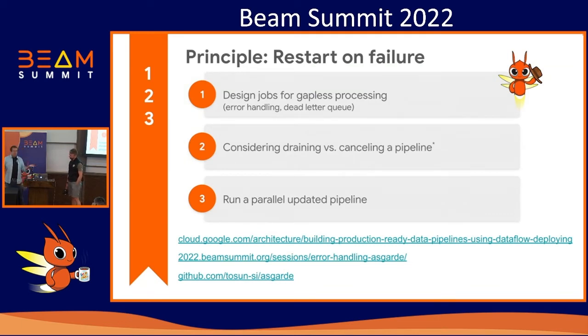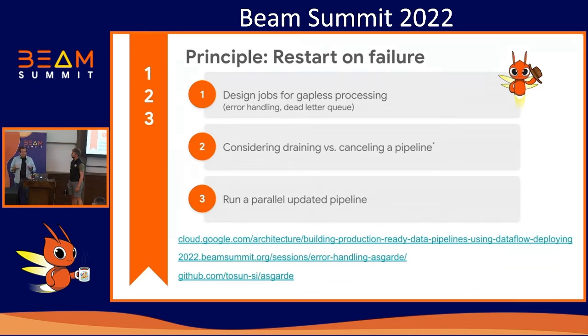In batch, you can always start over. If you have a way to identify the output of your job and you can drop that, just read from the input again and start over, so you are safe. In batch, this is more or less doable. But in streaming, this is not so easy to achieve. So if you try to design for gapless processing, it's going to be easier to follow this principle. The advice that we're giving here is more focused on the case of Dataflow, for instance, in the second part, considering draining versus canceling a pipeline.